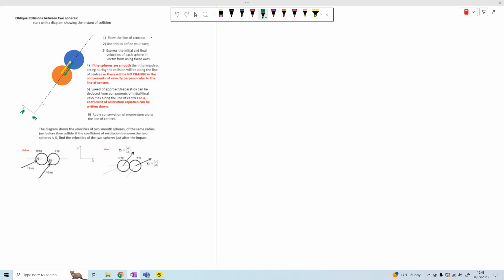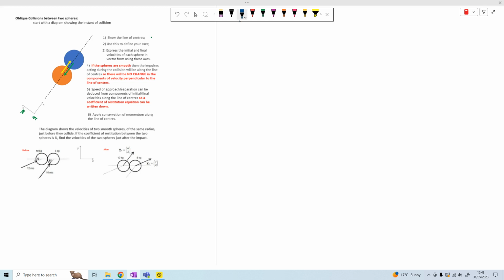It's exactly the same idea for your coefficient of restitution. E is only going to work in the x direction, not in the y direction. And then we can also apply conservation of momentum along the line of centers, so we don't have to look at the whole vector. We can just look at the things in the x direction again. So defining our axes allows us to simplify the question, because it makes things in the perpendicular direction stay the same.